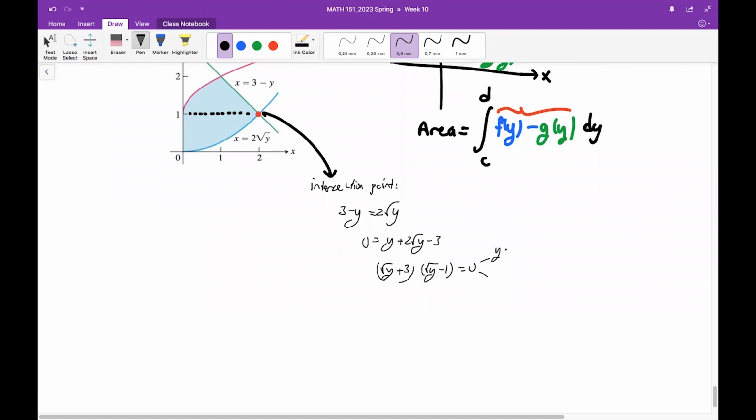Then you solve. There is just one real root of this equation because square root y equals minus 3 doesn't make sense. The result of the square root cannot be negative, but this makes sense. Square root y is 1, means that y is 1. So this intersection point has this y component 1. We just find it with computation.